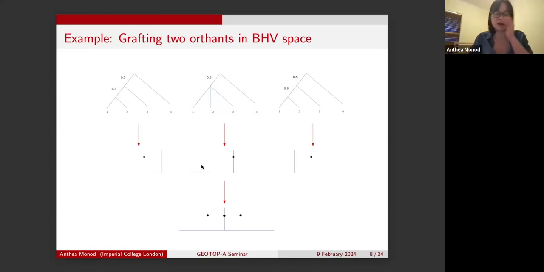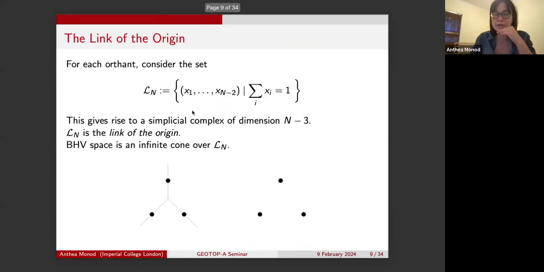So this is one important thing to note in BHV space, which is that leaf labels matter, right? By tree topology, I mean the shape of the tree, so the branching pattern of the tree is one thing, but the leaf labeling matters too. So here, this is how you can graft 2 orthants in tree space, and how you would rectify this common tree between them with the boundary.